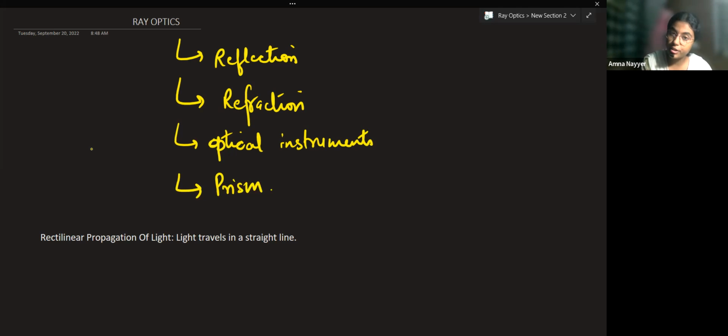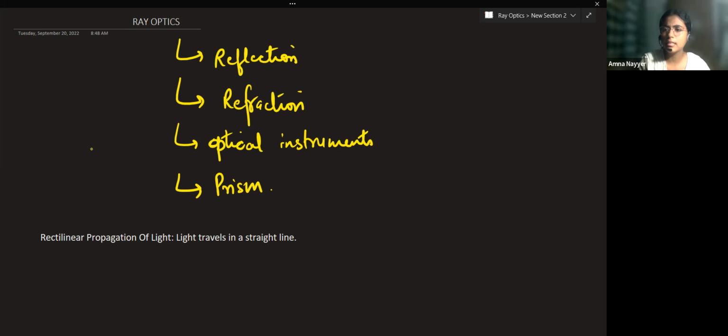Reflection got deleted last year. This year, reflection is added back. Reflection includes your mirror formula, spherical mirrors, both concave mirror and convex mirror, and the phenomena and laws of reflection. This whole portion was deleted last year, but this year it has been added. So a lot of chances are there that questions from reflection will come.